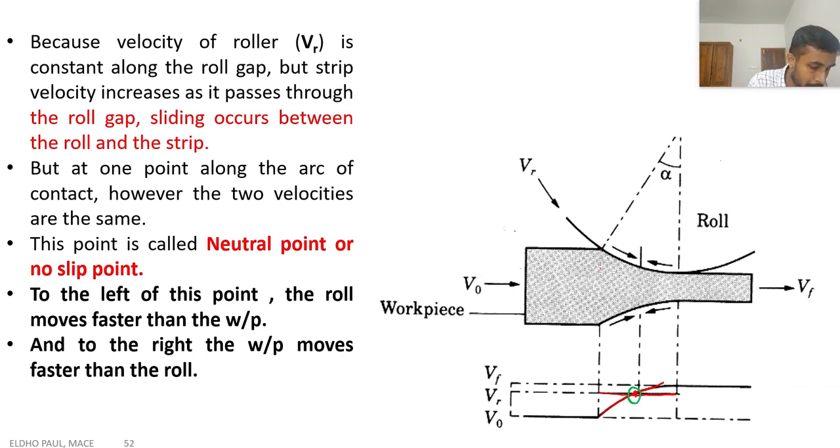Actually, in the remaining portions, other than this point, there is a difference between the velocity of the roller and the velocity of the metal flow. What happens if there is any relative motion between two components? For example, see this: both my hands are moving in the same direction with the same velocity. But if this one is stationary and this is moving at a particular velocity, there is a relative motion between this hand and this hand. If the velocities of the two components are different, then sliding occurs, resulting in friction.